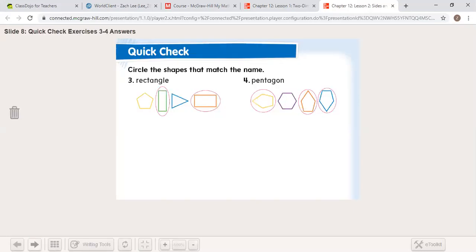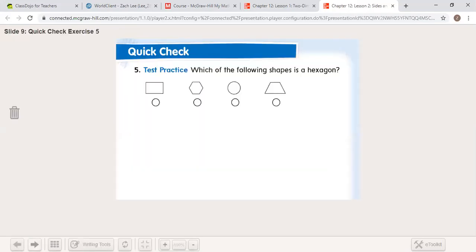All right, for a rectangle, you should have said the green and the orange. And for a pentagon, all of them except for the purple one. All right, test practice. Which of the following shapes is a hexagon? So we can just say number 1, 2, 3, or 4. Somebody sitting next to you, tell them 1, 2, 3, or 4 for which shape is a hexagon. And the correct answer is number 2.